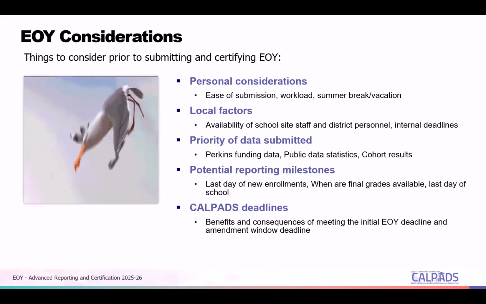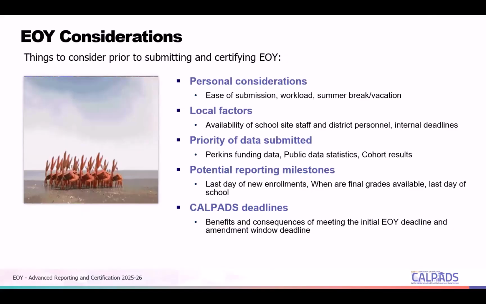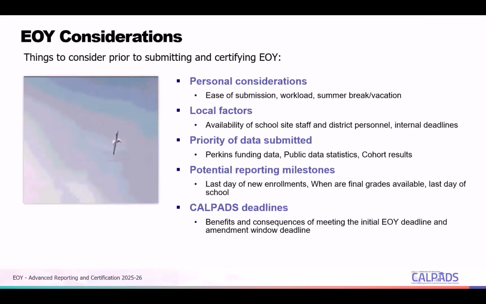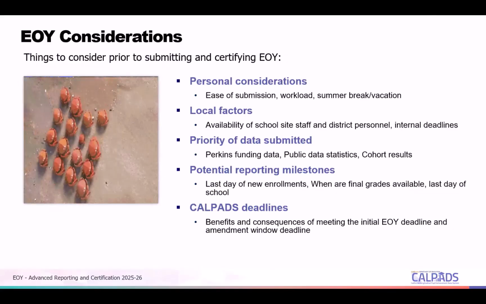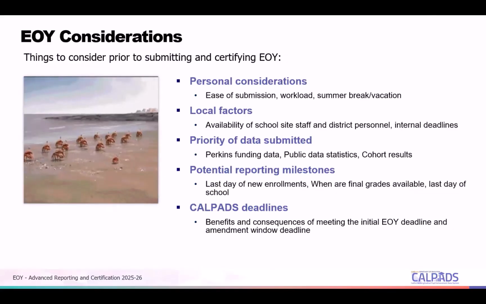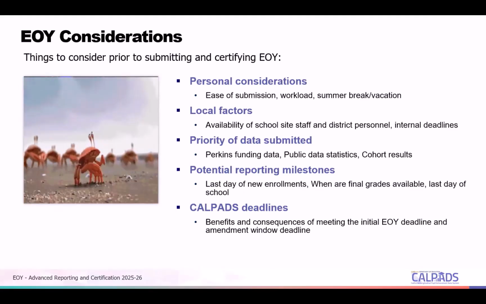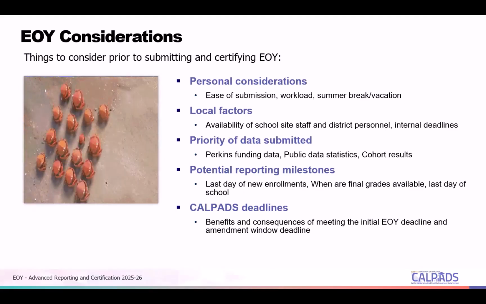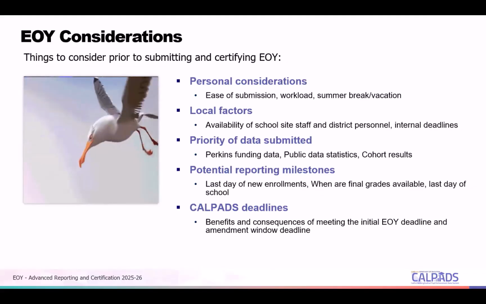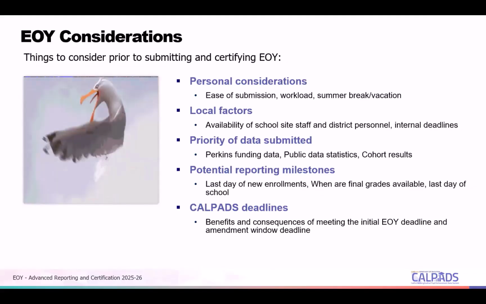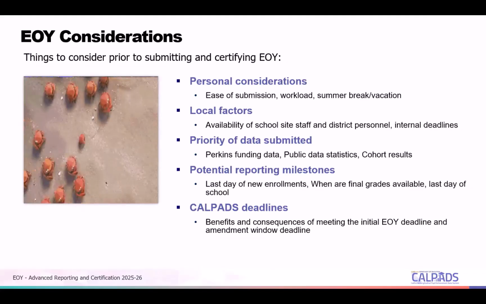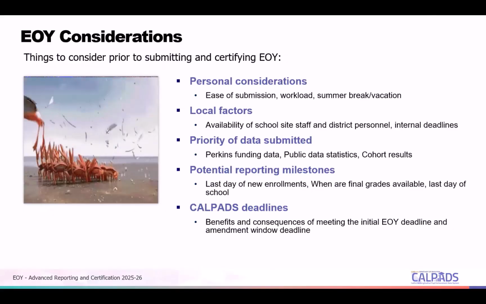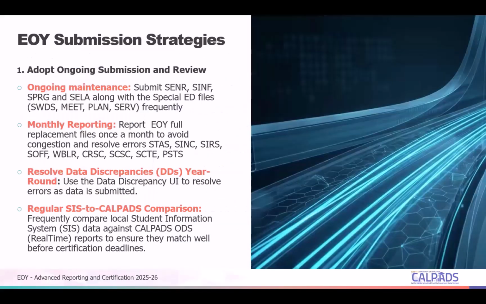There are specific fundings that may affect your LEA, such as Perkins funding data, public data statistics, or cohort results that you may provide priority to. Additional potential reporting milestones will affect your submission as well. When is the last day for your new enrollments? When are final grades available, last day of school? Obviously, these factors will affect your end of year submissions. And lastly, the CALPADS deadlines, benefits and consequences of meeting the initial end of year deadline and the main window deadline, which we have talked about in detail earlier.